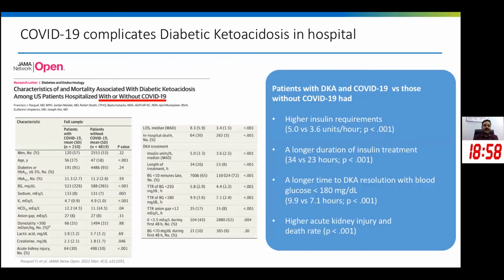COVID-19 patients can land up in emergencies with DKA or HHS, and there is a nice study where they compared patients who have been admitted with DKA who have COVID-19 versus those who do not have COVID-19.